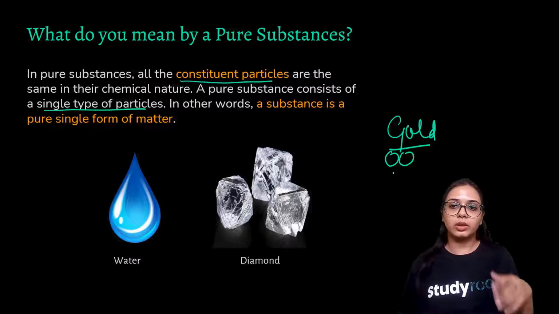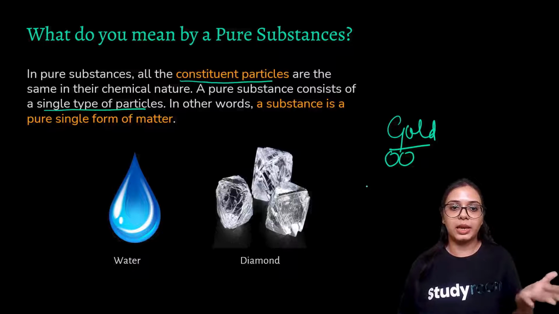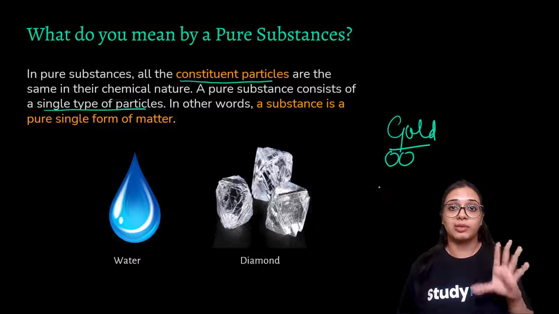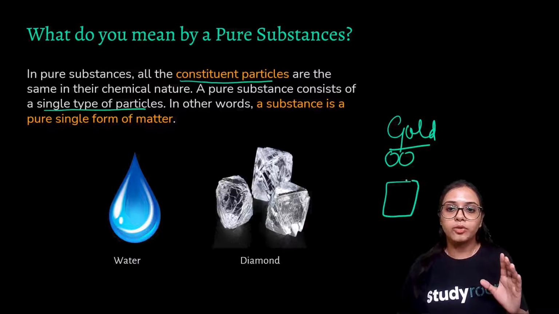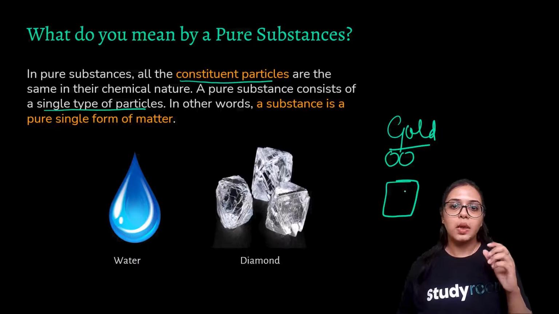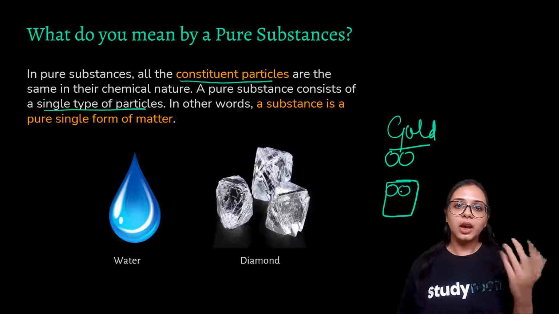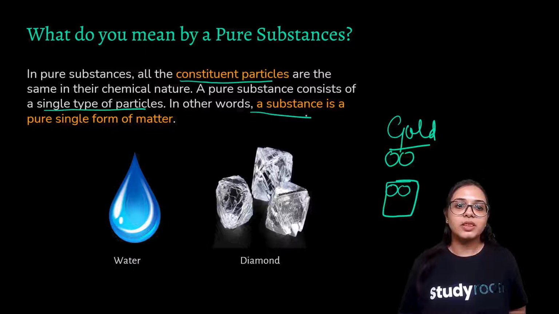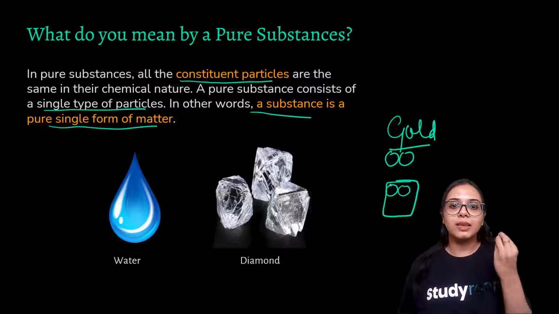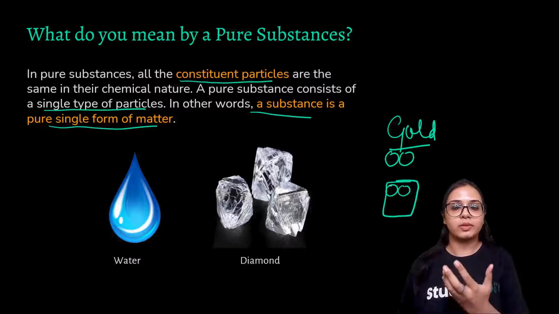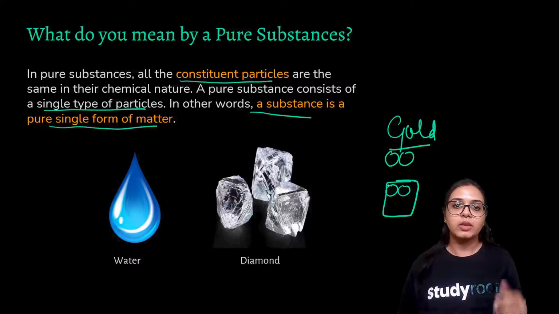They may look huge to you, for example, a diamond, or a glass of water, or a tablet of gold. They may look very big to us, but the kind of particles that they have inside them, all of them are the same. All of them have the same chemical nature. In other words, we can say that a substance is a pure single form of matter. You only have one single type of atoms or molecules aligned, and all those atoms and molecules have the same functions. These particles are the pure substances.